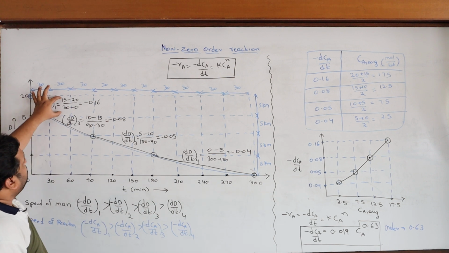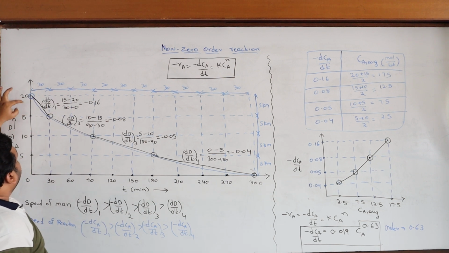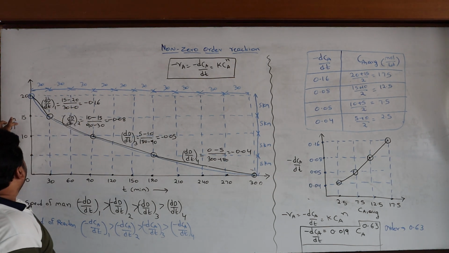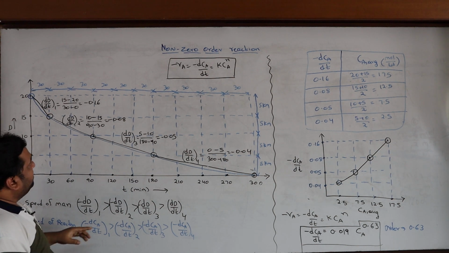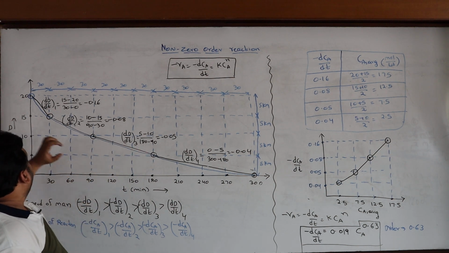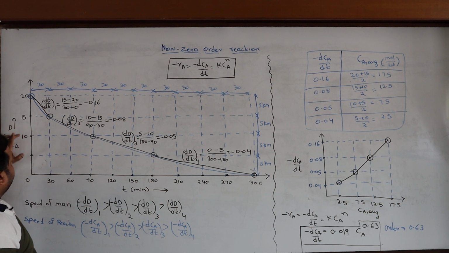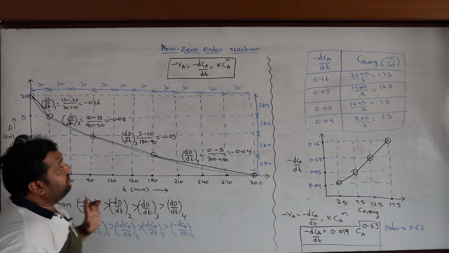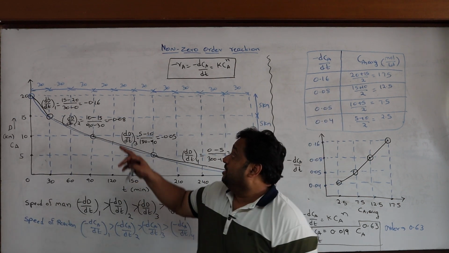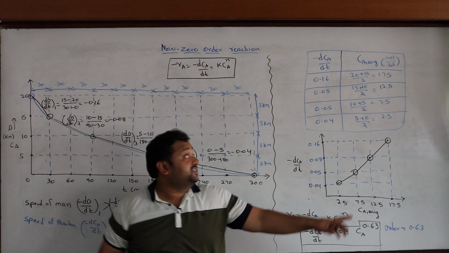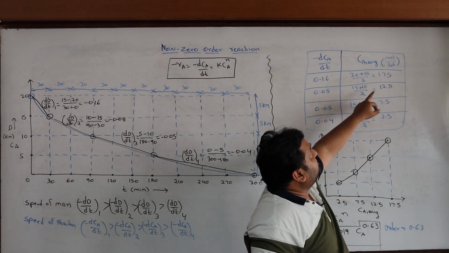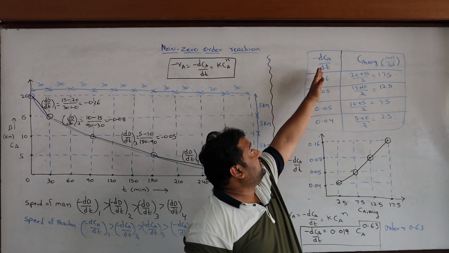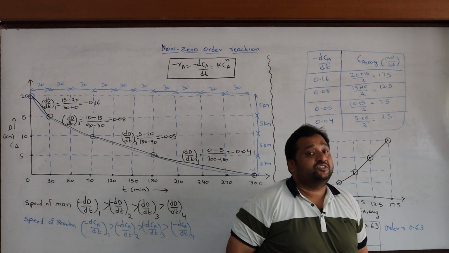This particular slope is at an average concentration of (15 plus 20) by 2. This velocity of the reaction happens at concentrations between 10 and 15. This particular speed of the reaction happens between concentrations 5 and 10. This one happens between concentrations 0 and 5. So that's what I have done here. The first slope at this average concentration, the second slope at this, third at this, fourth at this. Now I know the data: dCA by dt and the average concentrations of CA.